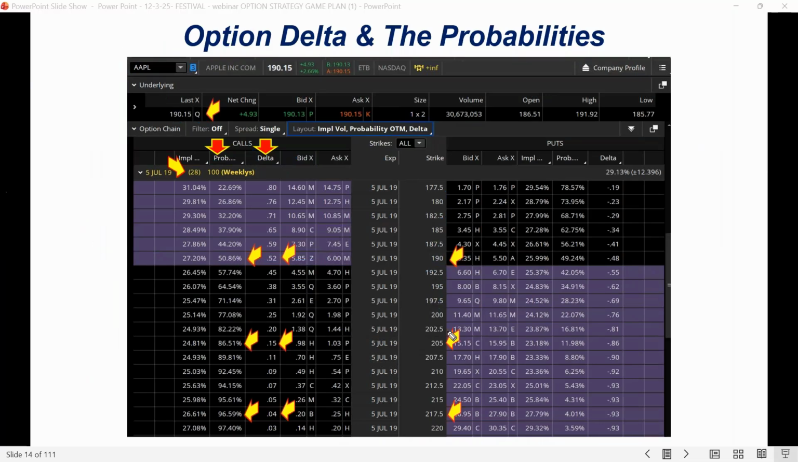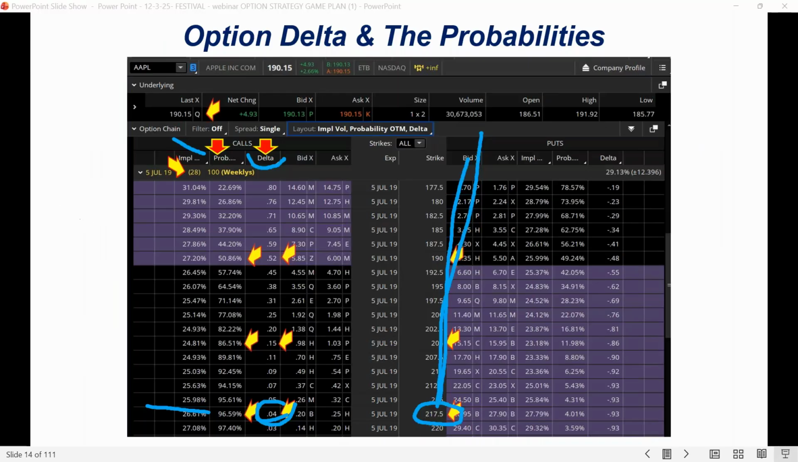So as you go further out though, let's say we go way out here to the 217.5 strike, you can see your delta on that is a delta of 0.04. And you can see this here, probability out of the money says a 96.59. So in other words, there's basically a 96% theoretical probability that the price will be below 217.5. Or you could look at it and say there's only a 4% chance for it to be at 217.5.